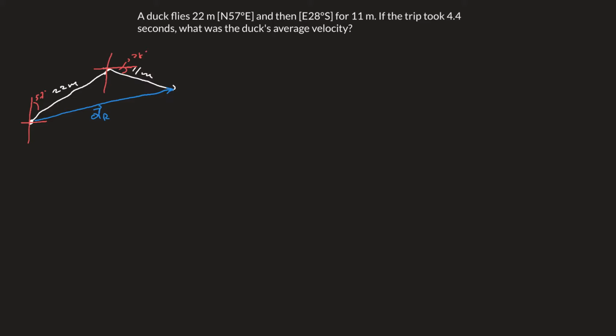If we take a look just as a reminder, one of the equations we're most definitely going to need to use is our average velocity is going to be equal to our resultant distance change divided by our time.